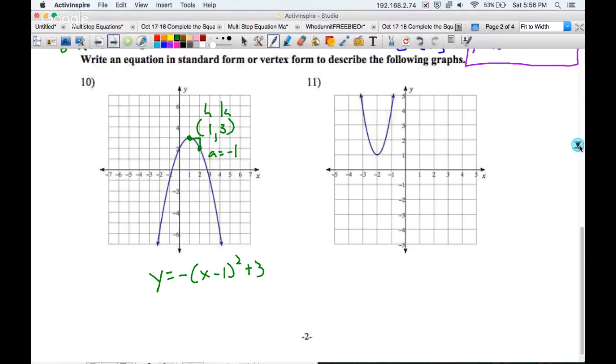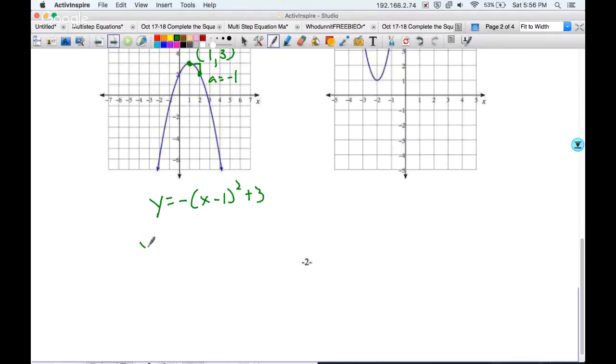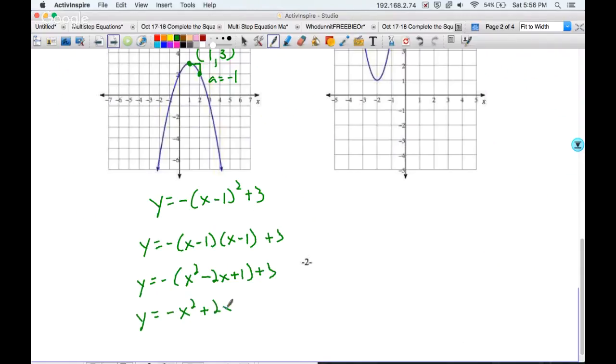Let's convert that to standard form real quick by multiplying out the (x minus 1) times (x minus 1), getting an x squared minus 2x plus 1, so y equals -x squared plus 2x minus 1 plus 3. Standard form is y equals -x squared plus 2x plus 2.